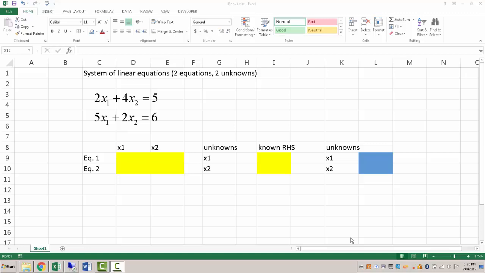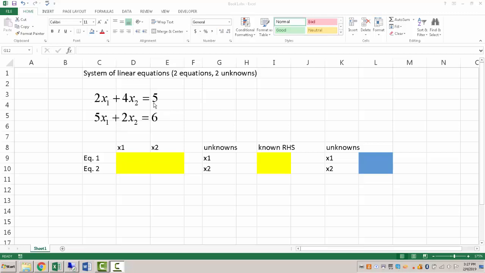If we want to solve systems of linear equations in Excel, we need to understand how to write these down in algebraic form and then convert them to what is actually known as the matrix form. If we look at a particular set of equations here, we've got two equations and two unknowns in this system. We've got an unknown x1 and an unknown x2.